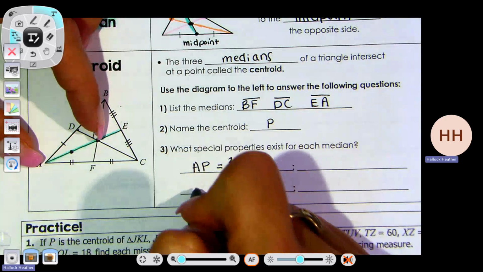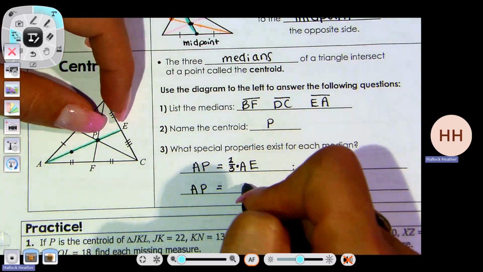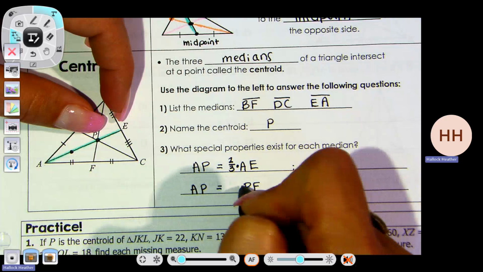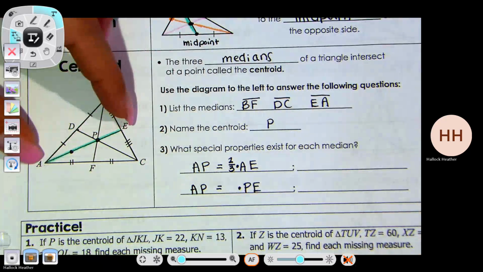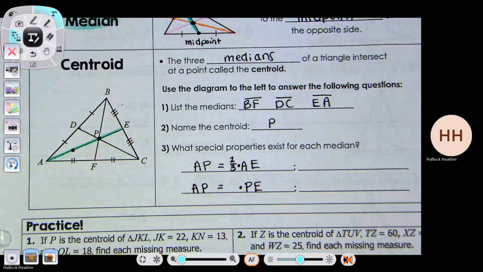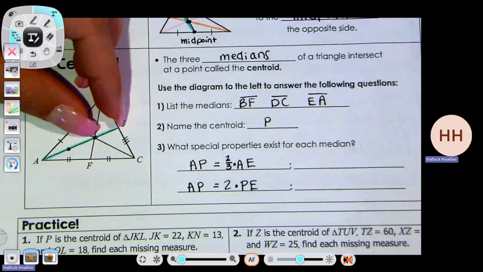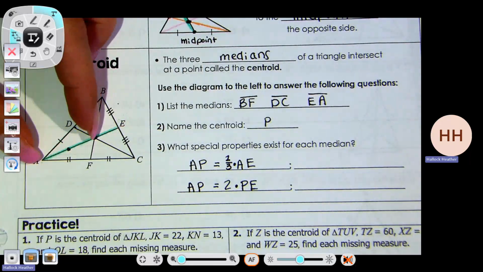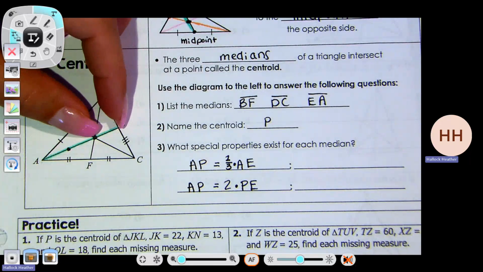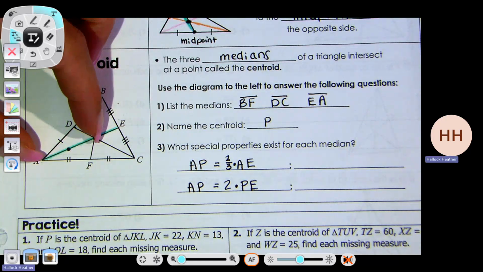If I wanted to know AP compared to PE, which is the little tiny piece, not 1/3, not 2/3. Oh, 2/3. Okay, yeah, 2. Sorry, my bad. So you would have to multiply PE by 2 to represent AP, because this is my little piece. So if I double this, that's going to represent this amount. Now we're going to work backwards.